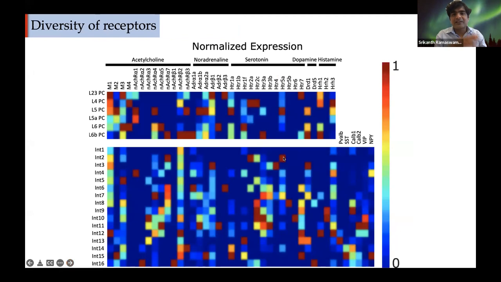So this is another little cartoon that I made to just highlight the vast diversity of receptors, neuromodulatory receptors that are found in cortical neurons. So along the y-axis are many different neuron types, like pyramidal cells across different layers or interneurons across different layers. And along the x-axis here are the different neuromodulatory receptors belonging to acetylcholine or noradrenaline or serotonin or dopamine or histamine. So what this map is trying to show is the correlation of receptor expression.